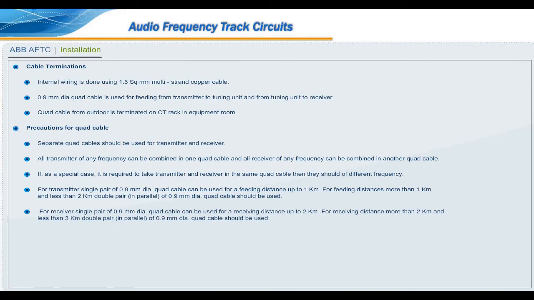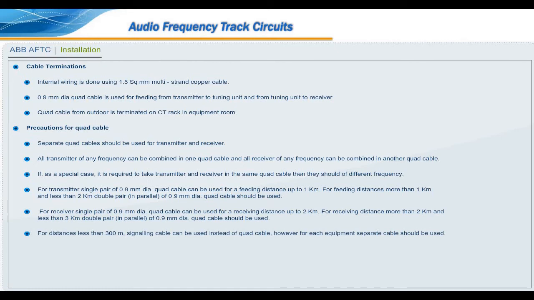For receiver, a single pair of 0.9 mm diameter quad cable can be used for a receiving distance up to 2 km. For receiving distance more than 2 km and less than 3 km, a double pair in parallel of 0.9 mm diameter quad cable should be used.